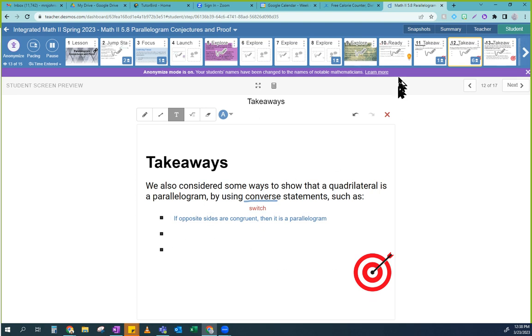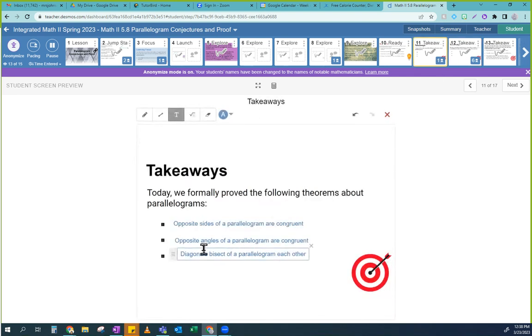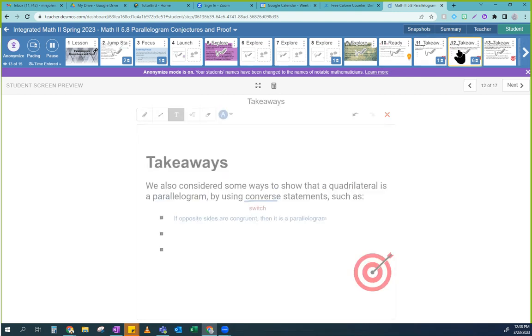So can you try writing the other two? The other two have to do with the angles and the diagonals. So I'm going to give you a couple seconds to do that. So these are done.